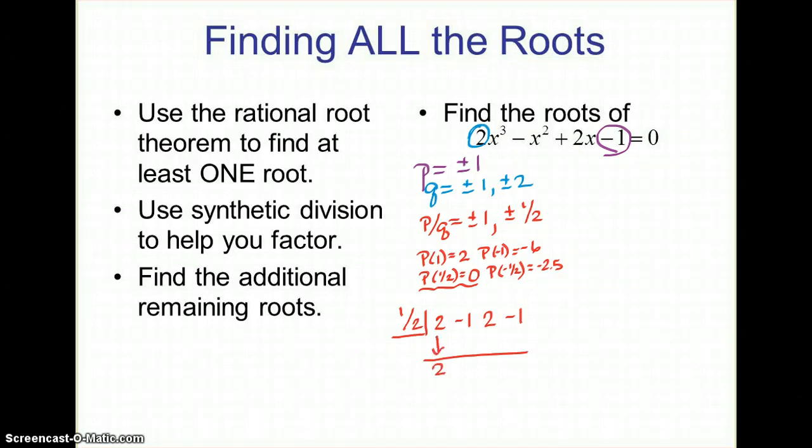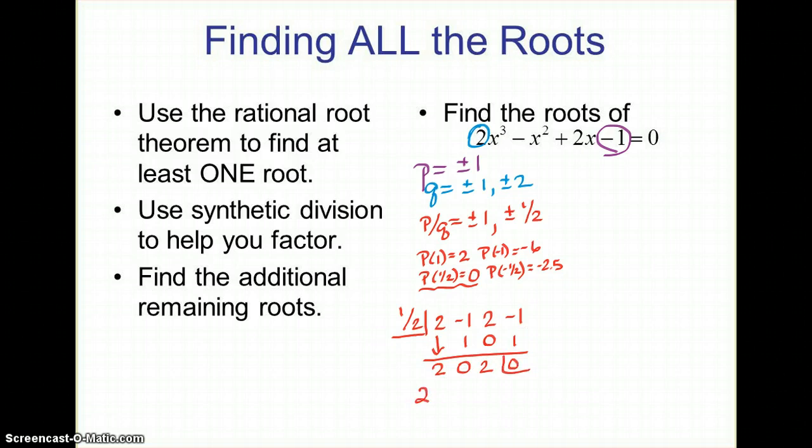So I bring down my 2. 1/2 times 2 is 1. -1 and 1 are 0. I take 1/2 times 0, and I get 0. So we'll put that up there. 2 and 0 make 2. And 1/2 times 2 makes 1. That gives me a remainder of 0.